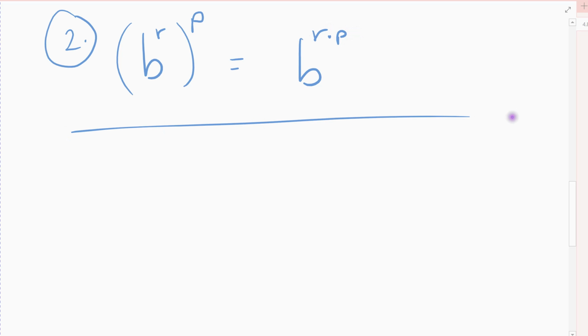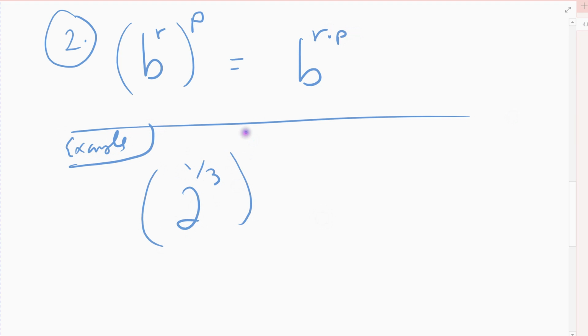Second property, which actually we utilized a little bit in the previous one. So if I've got b raised to the r, remember r is just some real number value, and then raise that to the p, well, that's exactly as taking b raised to the number r times the number p. And so again, an example would be something like 2 raised to the 1/3 and raise that to the 6th. And so I multiply out 2 to the 1/3 times 6, which comes out 2 squared, which I know is 4.